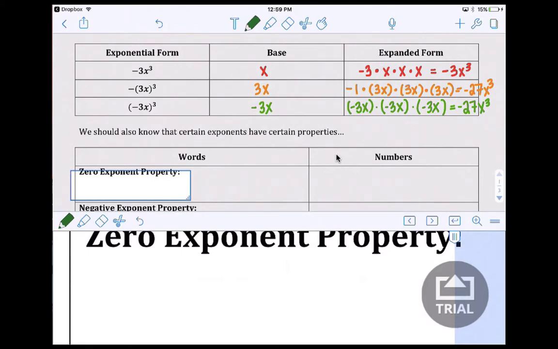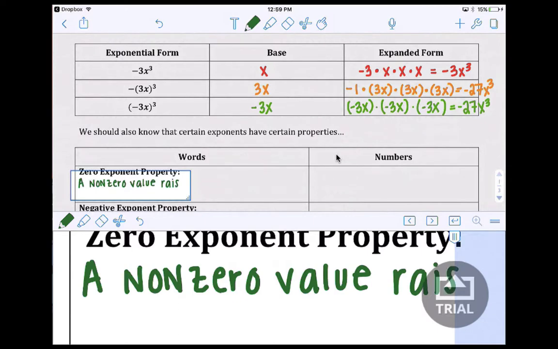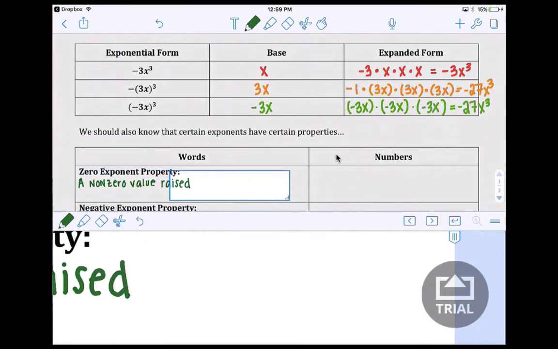So the first one is the zero exponent property. And what that means is if you take a non-zero value, so anything but 0, raised to the power of 0, to the 0 power.